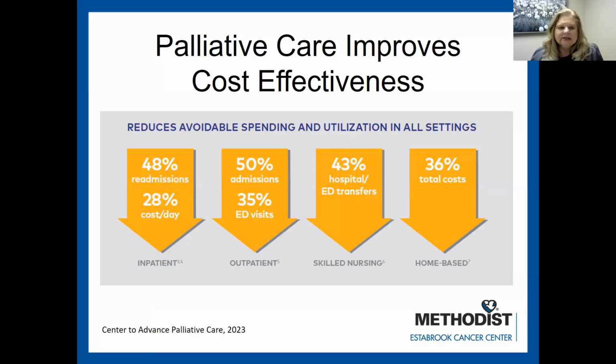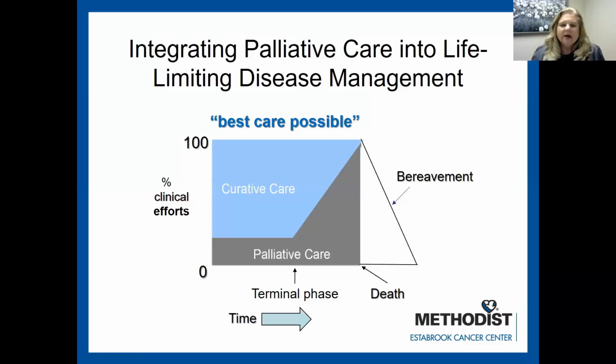And so across the spectrum of healthcare, from inpatient to home-based, you can see there's fewer admissions, there's fewer costs, fewer ED visits, just really making sure we understand what that patient wants and how do we best address their needs to get them out of the hospital setting and not do the things that they don't really want to have done. The best model for palliative care is in collaboration with current treatment.